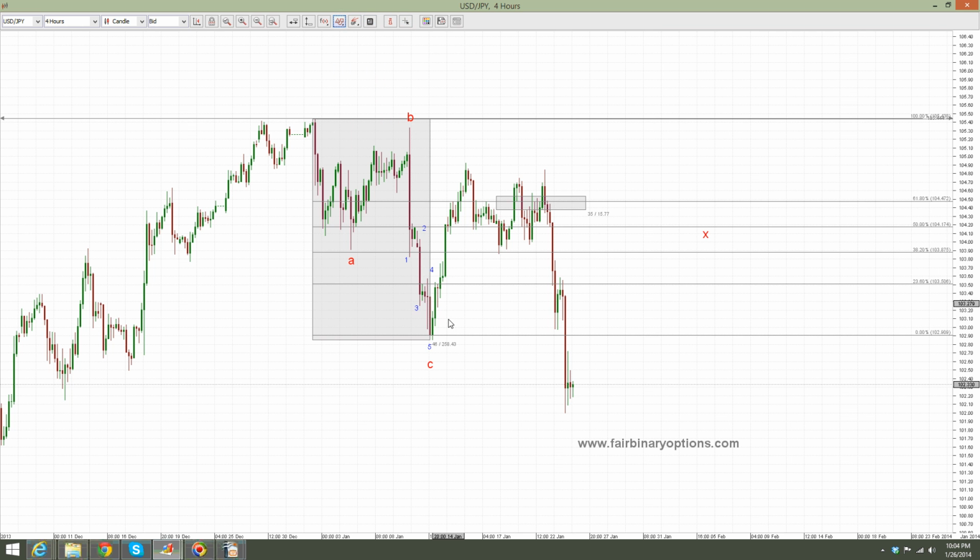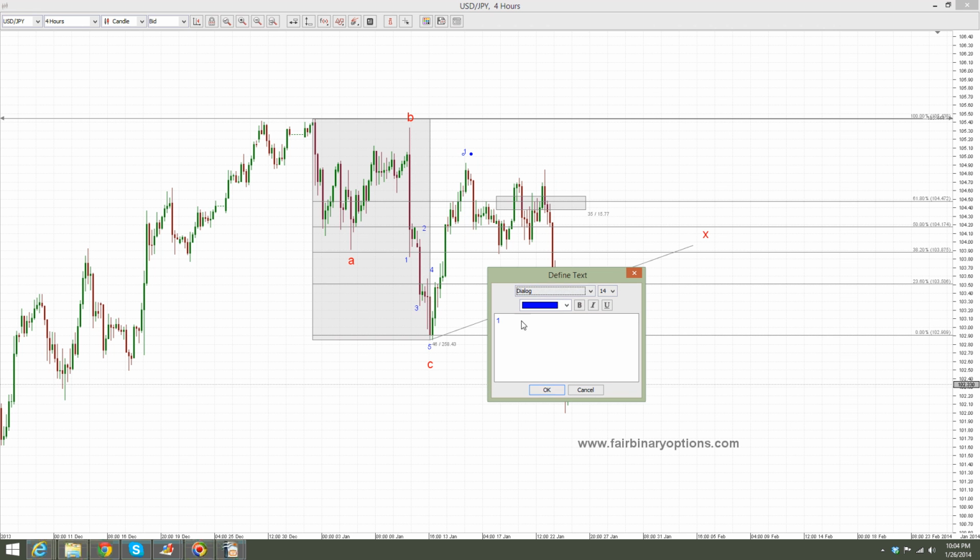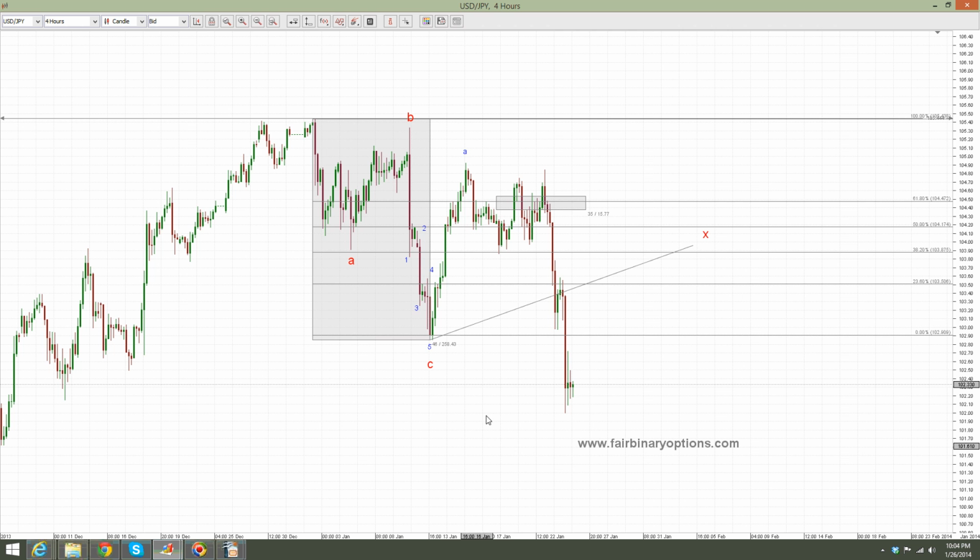The X wave should be a corrective wave, as always it's a corrective wave, something like that. And it comes in the form of a lower degree of an ABC. This is Elliott wave, Elliott waves at its best, and this should be labeled wave A of a lower degree. And then what next?